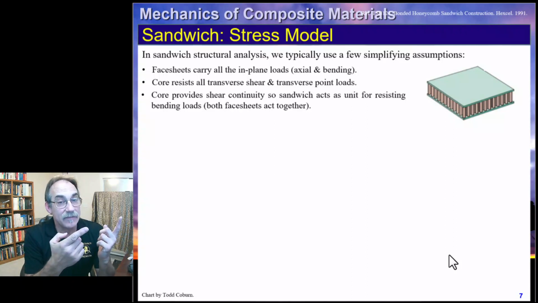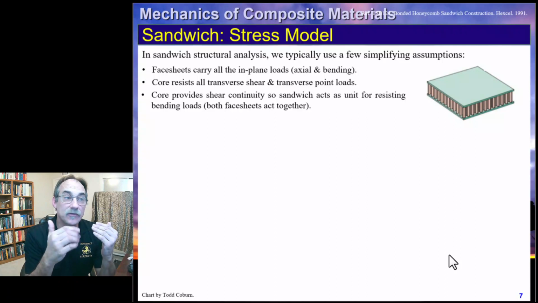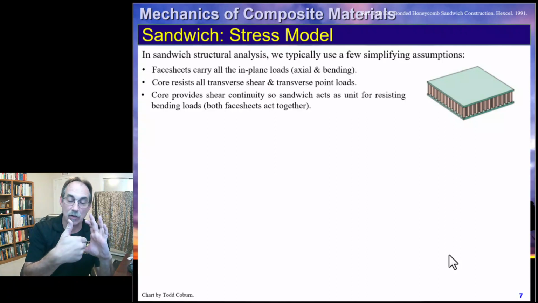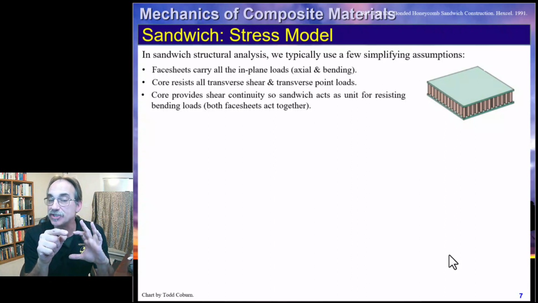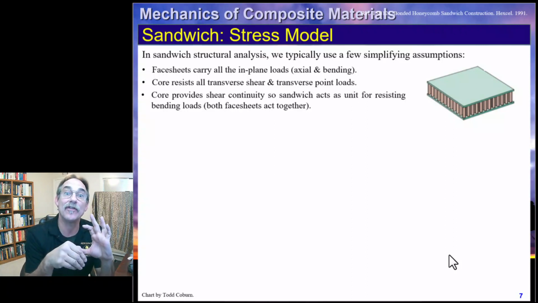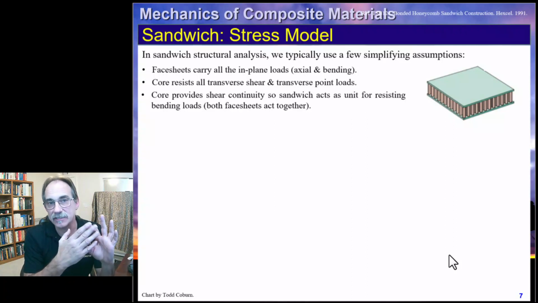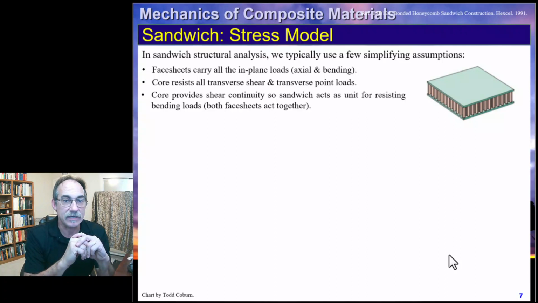The second one, that idea that the core resists all transverse shear and the transverse point loads, the transverse shear, is that idea, just like the web of an I-beam. Any transverse shear acting on the section, we're just going to imagine is just an average stress acting on the core, and that's close enough for government work. It's fairly accurate for these structures because of the different stiffnesses that we encounter.